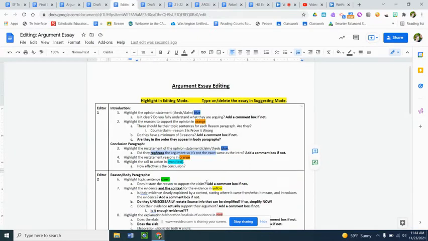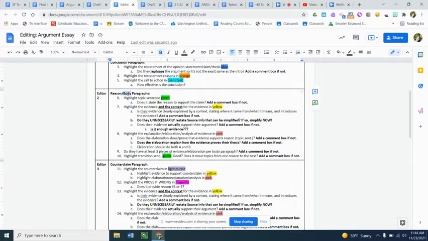Okay, editor 2, you are responsible for the body paragraphs, not including the counterclaim. So editor 2, you're doing body 1 and body 2. You're looking for their topic sentences, their evidence, their analysis, their transition or conclusion sentences. You're highlighting them to make sure that they have them. The highlighting is there literally as a check, like, is it there? But you're not just highlighting it and checking it off that it's there.